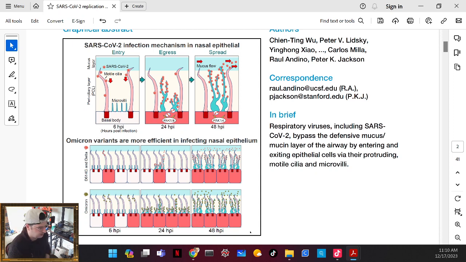Great. So we have mucus flow. So this is the general layer. We have our mucus layer, which is going to be like our snot. And then we're going to have the periciliary layer, which is going to be composed of microvilli, these little branches, and then motile cilia. So these can move around a little bit.